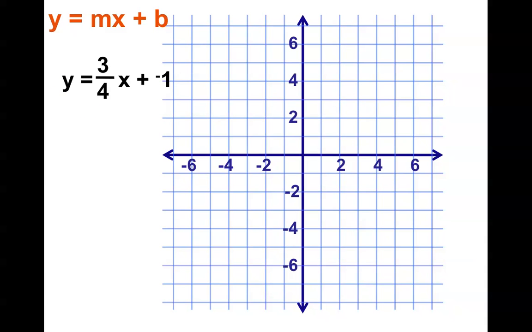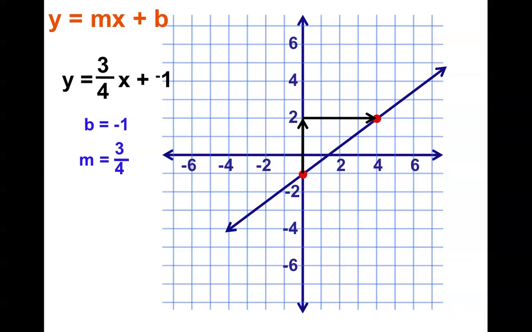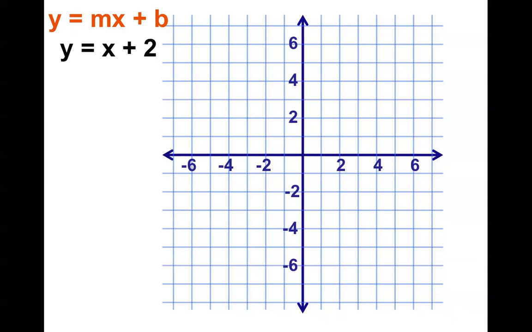Here's another one. Where's it going to cross the y-axis? You got it, -1. What are the directions to the next point? Rise 3, run 4. You got your next point. And you are done. Isn't that a lot easier than having to do the double T table? It's a great shortcut. Let me give you one more so you guys can see what it looks like.